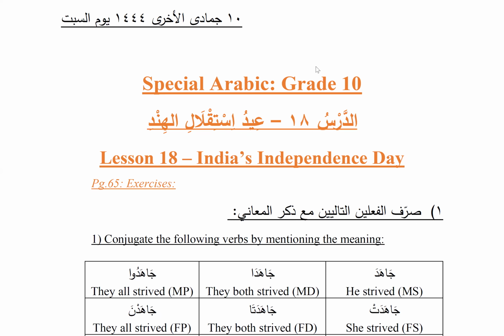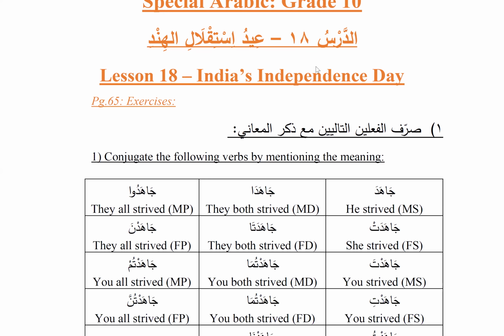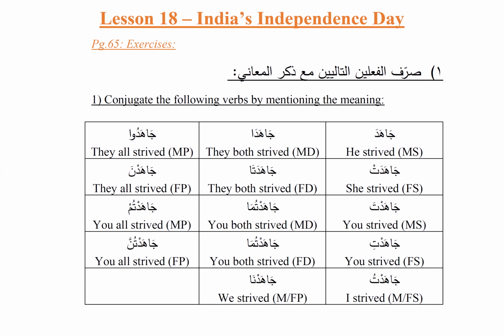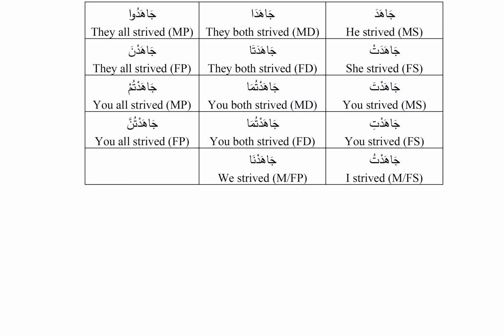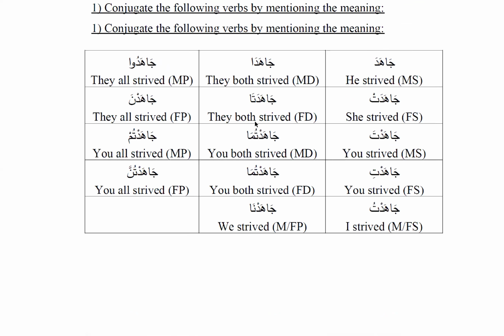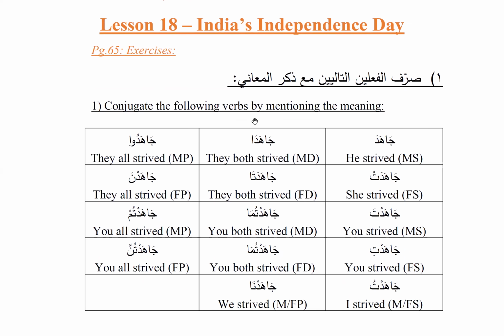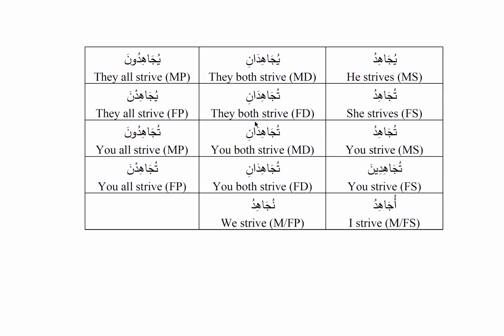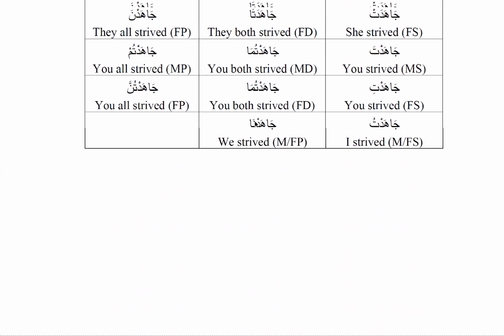الدرس الثامن عشر, lesson 18, عيد استقلال الهند, India's Independence Day. So these are the exercises. First question is: صرف الفعلين التاليين مع ذكر المعاني. Conjugate the following verbs by mentioning the meaning. So they're given jahada, which is to strive, the past tense, and yujahidu, which is the present tense. So you have to do both past and present.